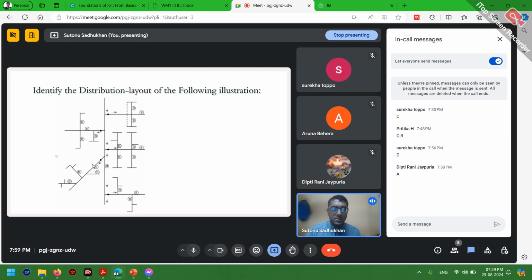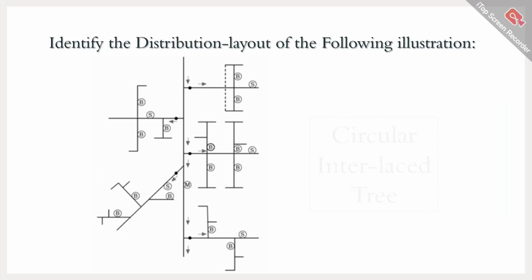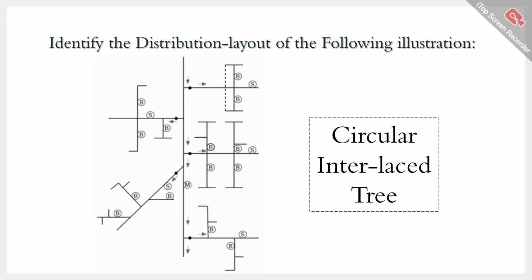Should I give the options, or can you tell just by looking at the picture? Okay, I think I should give them. I will wait for 1 more minute. If you are not able to give the answer, what is the type of the distribution layout, then I will give you the options. Okay, let's not make you wait. So these are the options. Whether it is circular or interlaced or tree, that you have to identify.